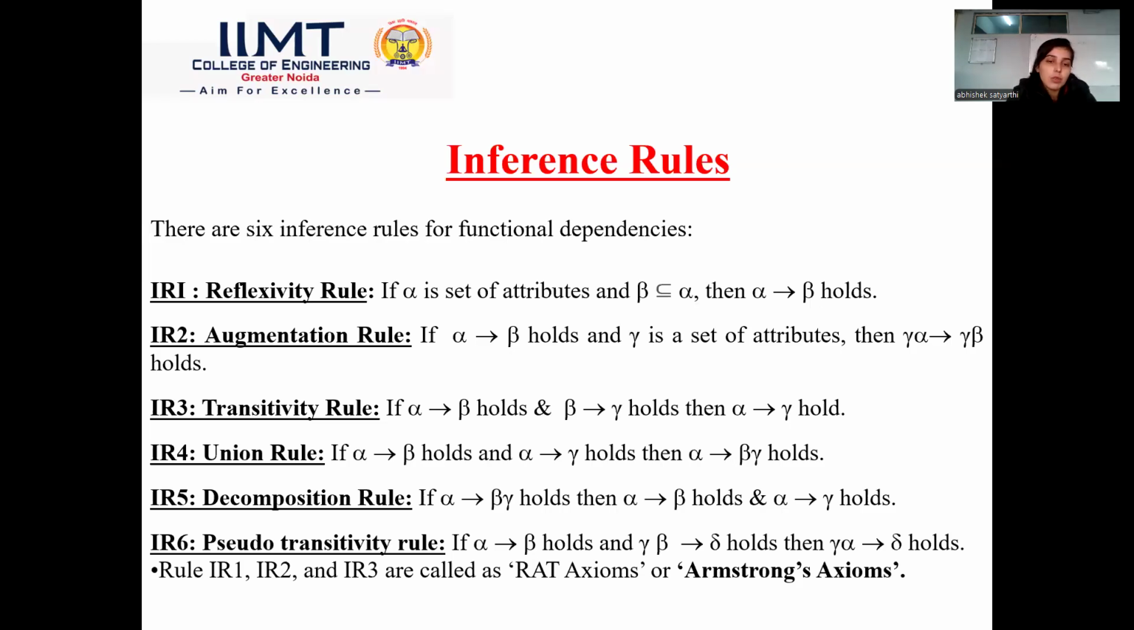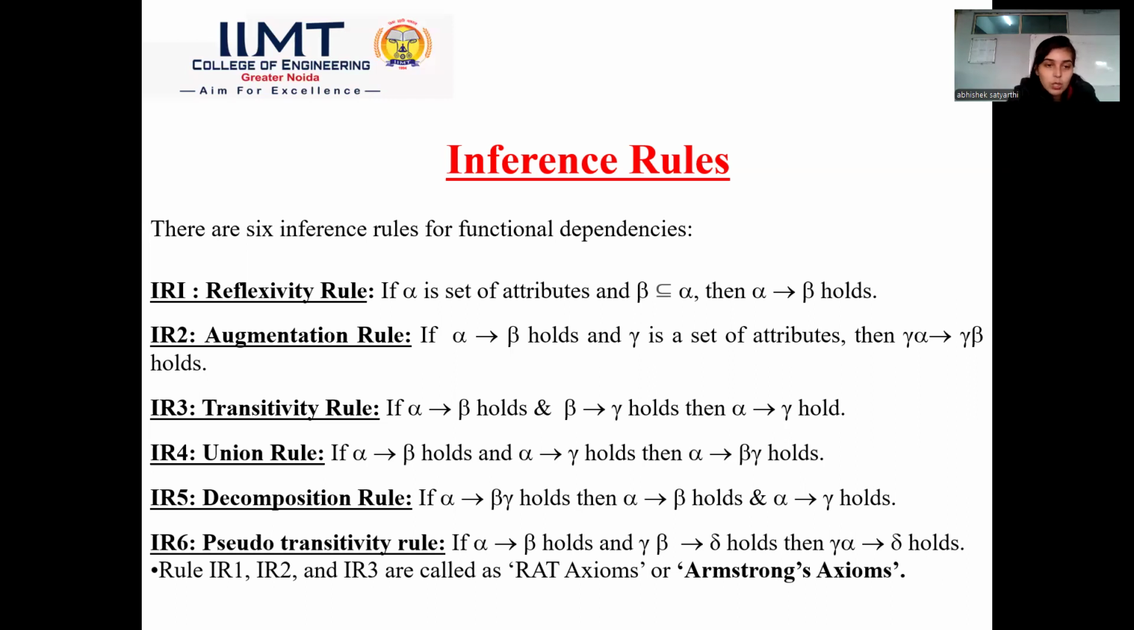Next is the transitivity rule. If alpha derives beta holds and beta derives gamma holds, then we can say that alpha to gamma also holds. Next is the union rule. If alpha to beta holds and alpha to gamma holds, then alpha to beta gamma also holds. Next is the decomposition rule. If alpha to beta gamma holds, then alpha to beta holds and also alpha to gamma holds. Next is the pseudo-transitivity rule. If alpha to beta holds and gamma beta to delta holds, then gamma alpha derives delta also holds.